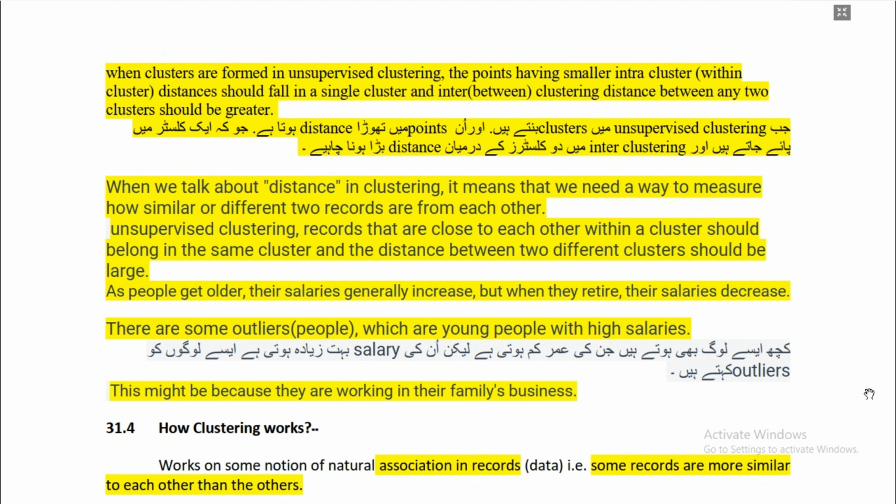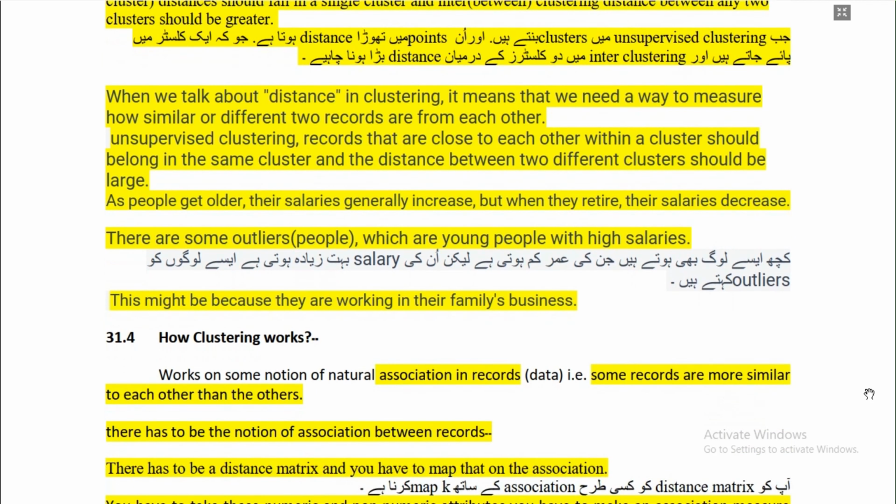When we talk about distance in clustering, it means that we need a way to measure how similar or different two records are from each other. Unsupervised clustering: records that are close to each other within a cluster should belong in the same cluster, and the distance between two different clusters should be large. As people get older, their salaries generally increase, but when they retire, their salaries decrease. There are some outliers, young people with high salaries.